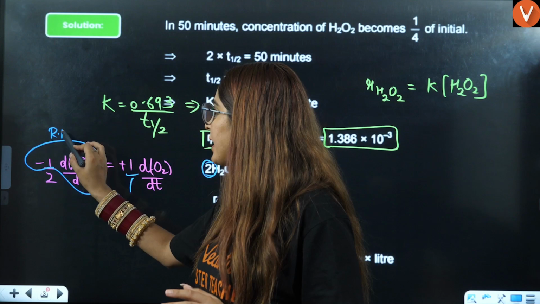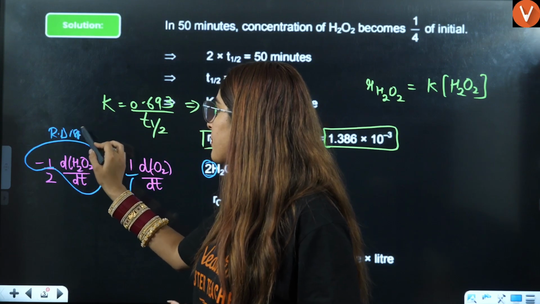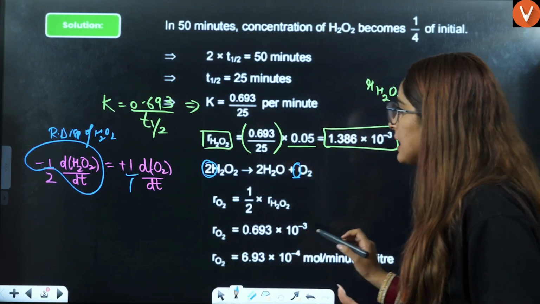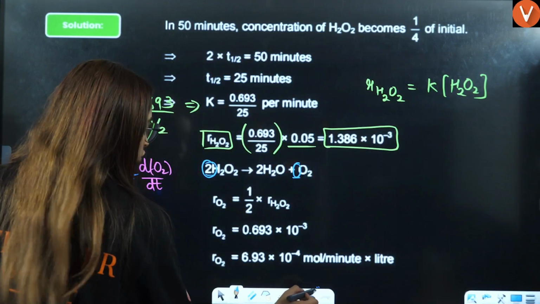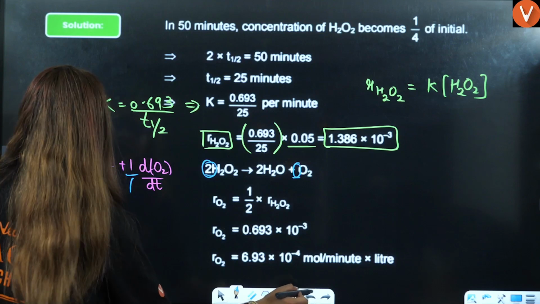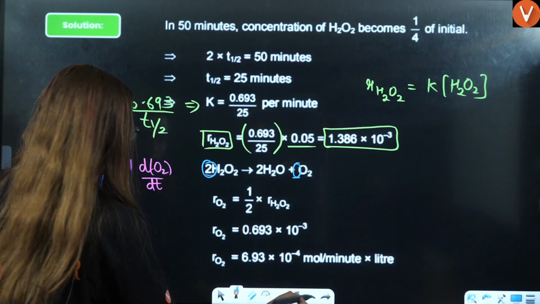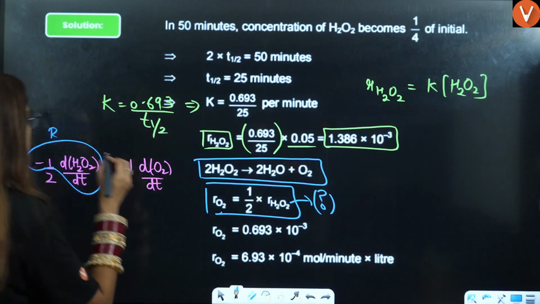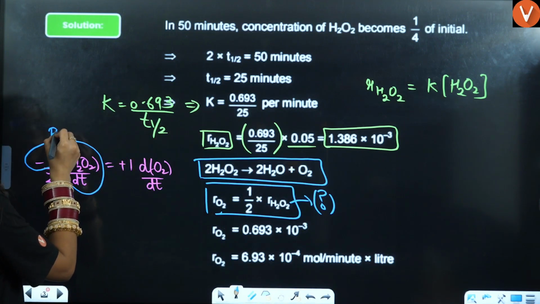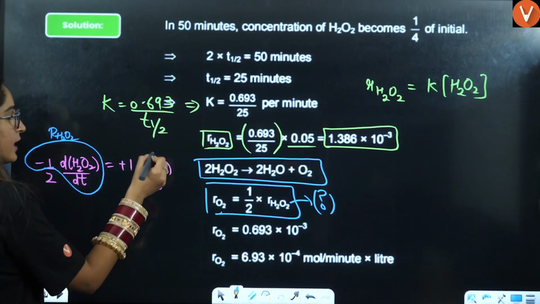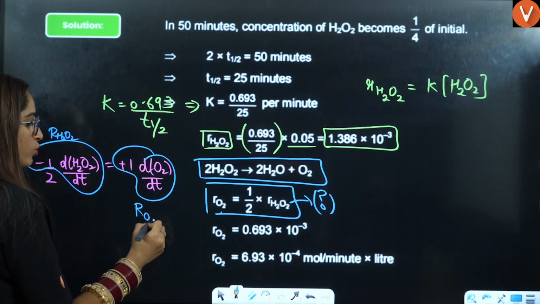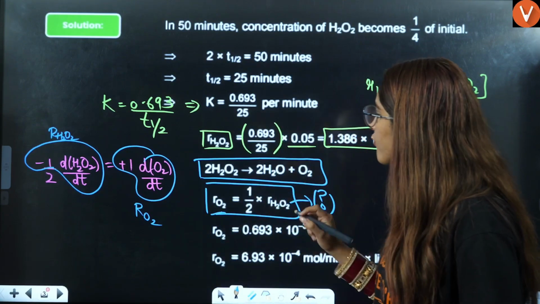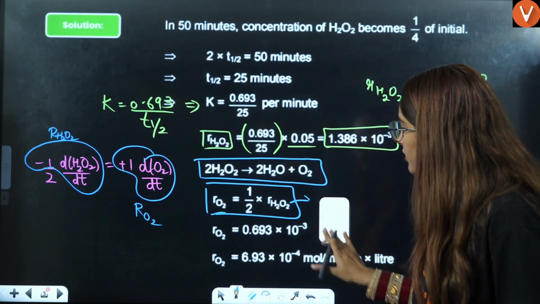So this is nothing but the rate of disappearance of H2O2. That means this is the rate of H2O2, right? So you can just directly write it as rate of H2O2. This is nothing but the rate of H2O2, so that is why we have equated it: the rate of O2 is equal to half of the rate of H2O2. That is how we got this formula.